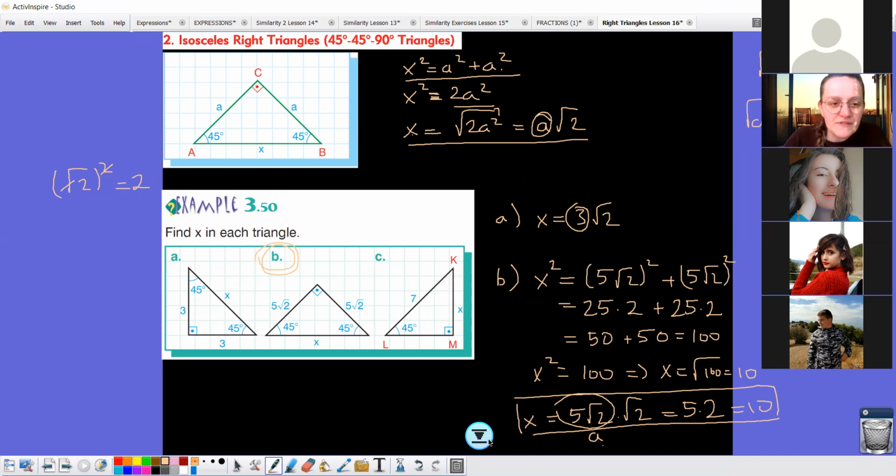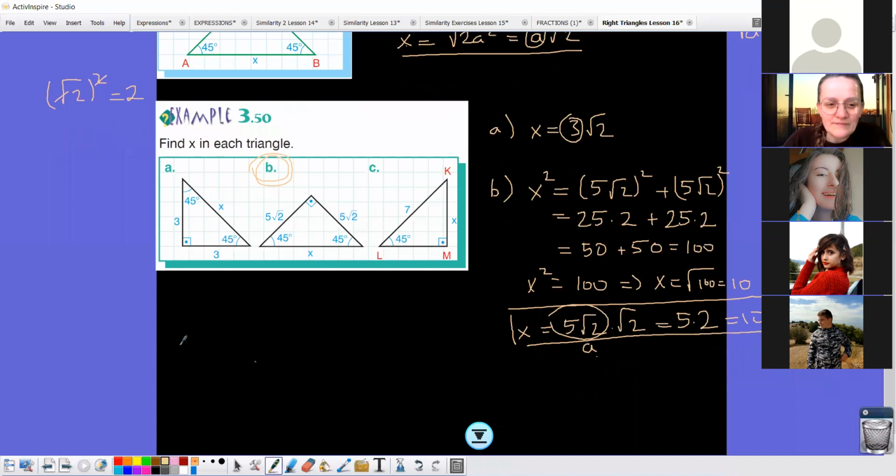So what about C? How will we solve C then? Teacher, look here, if you have one angle that is 90 degrees and the other one is given already as 45, it means that this one will also be 45. If you have both of them 45, maybe this will also be x. So we have another isosceles right triangle. So the Pythagorean theorem will give us 7 squared is equal to x squared plus x squared. Yes, 49 is equal to 2x squared.